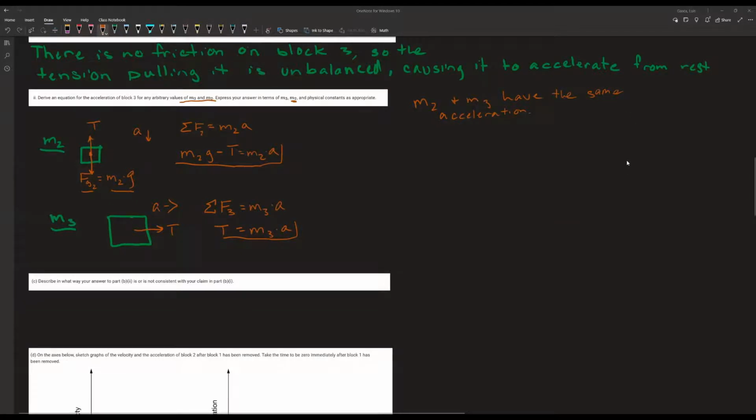So what we can go ahead and do is, well, we don't really want the tension showing up in our equations. So we're going to substitute this expression here for the tension and then rearrange it.